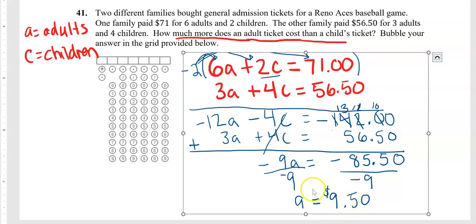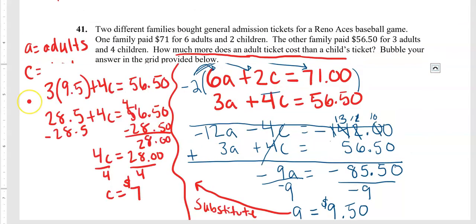So what I'm going to do now is substitute this value into one of my equations for A and solve for C. All right, so as you can see, I expanded my area here, and on this side, I just substituted A into one of the equations. When I solved, I found that C, or the child's ticket, should be $7, okay?